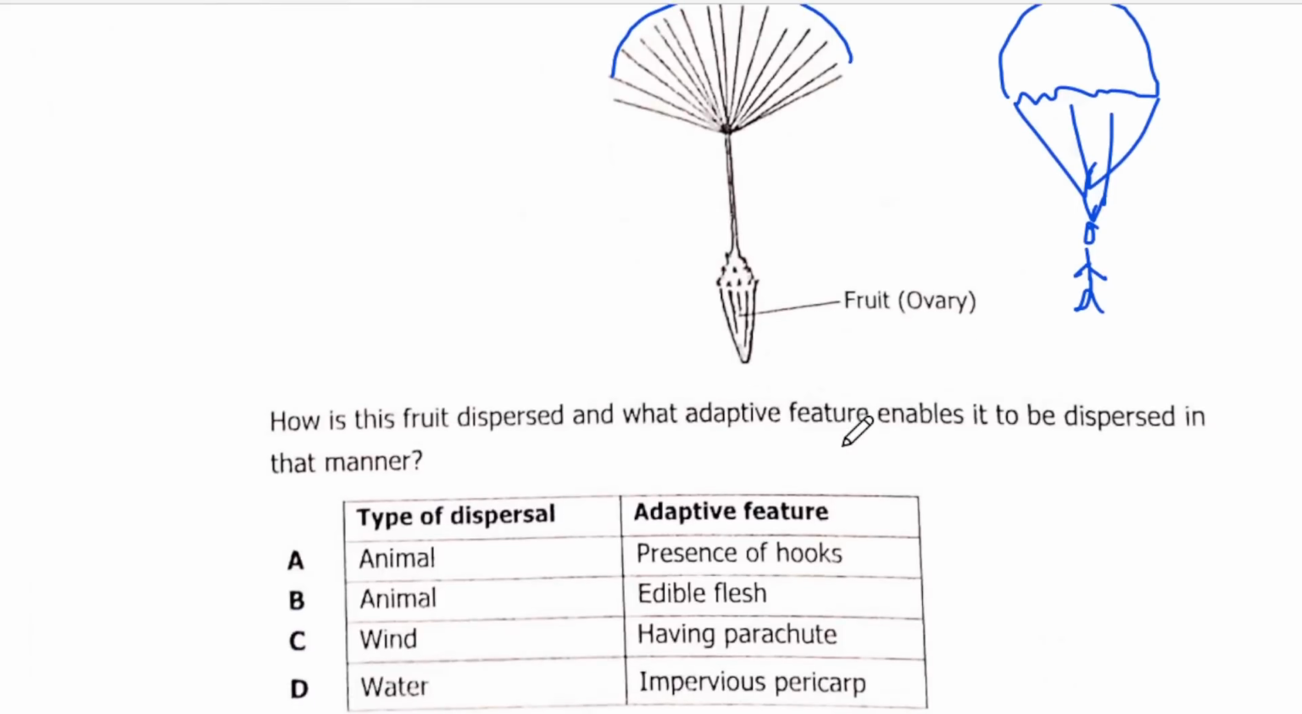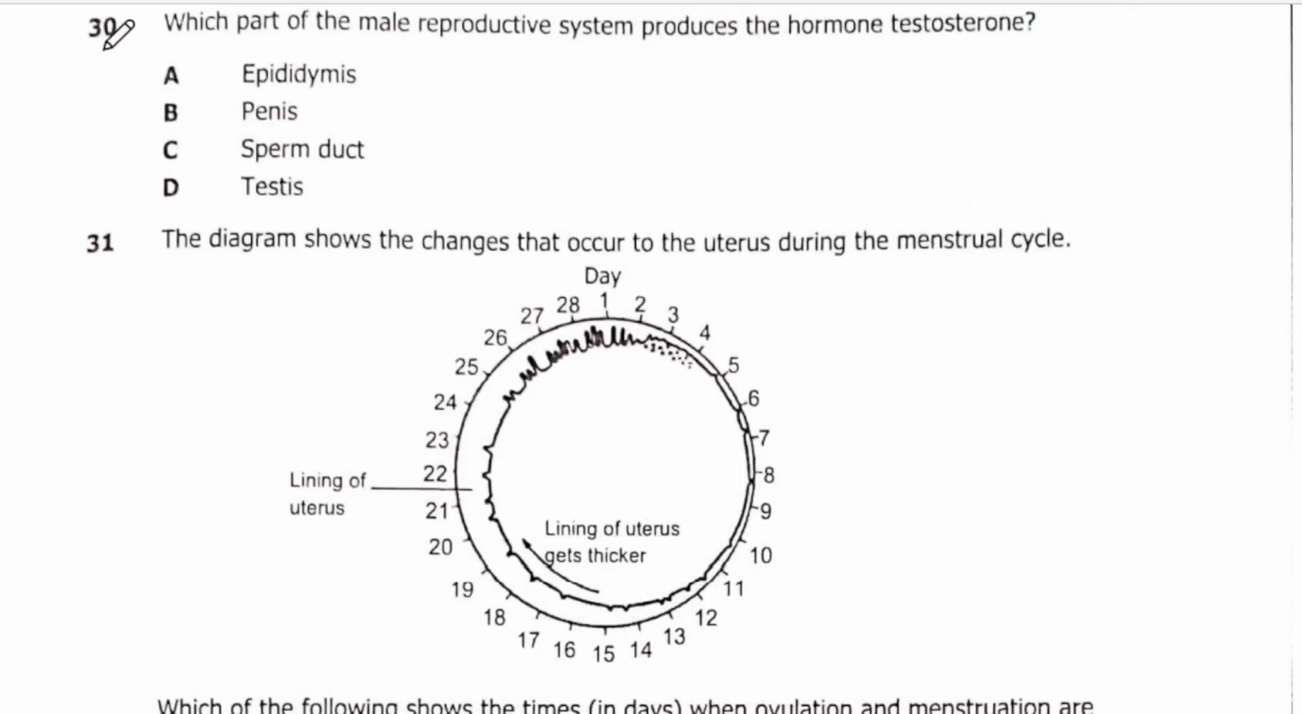So let's look at the answers. So here the type of dispersal is wind, and it has a parachute. That is the adaptive feature. So the correct answer is C. 30. Which part of the male reproductive system produces the hormone testosterone? So testosterone is actually produced by the testes. So the correct answer here is D.